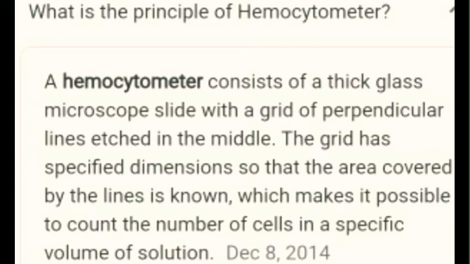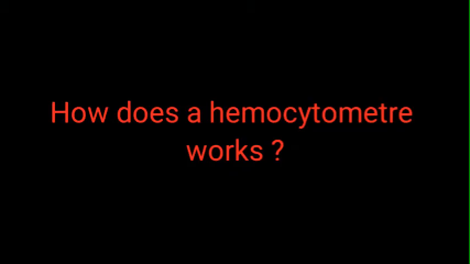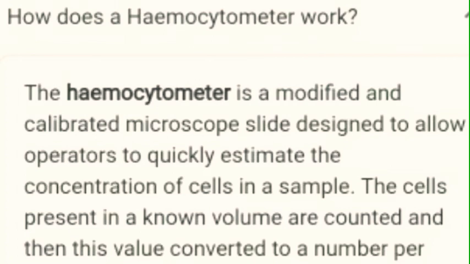How does a hemocytometer work? कैसे ये काम करता है? The hemocytometer is a modified and calibrated microscope slide designed to allow operators to quickly estimate the concentration of cells in a sample. The cells present in a known volume are counted and then this value is converted to a number per ml.